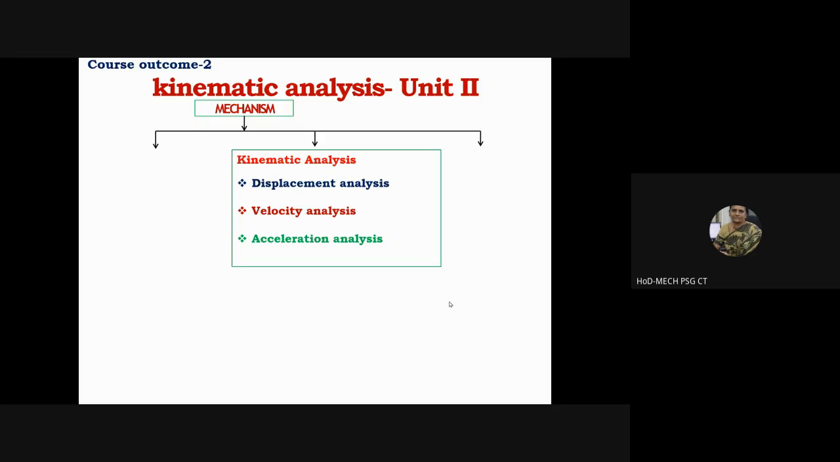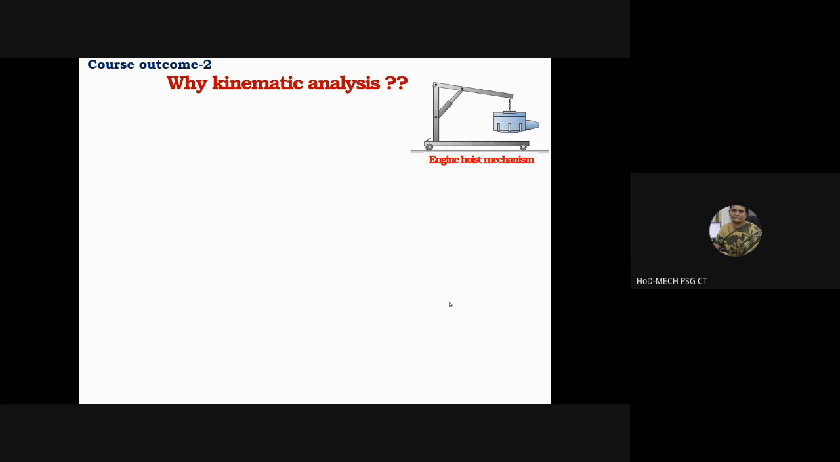So based on the indices of merit, you can eliminate or discard some of the mechanisms and choose a smaller set. But even among the smaller set, you will have to identify the best, for which we need to carry out kinematic analysis in terms of displacement, velocity, and acceleration. What we mean by this will be clear now.